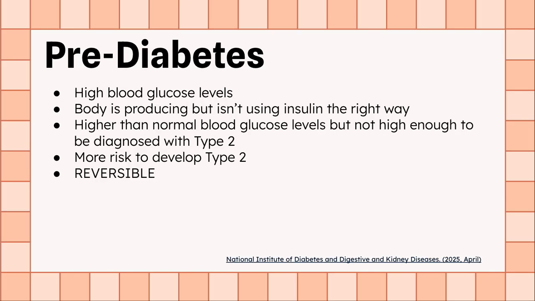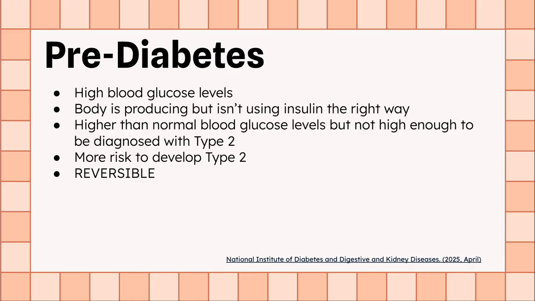Prediabetes is high blood glucose levels. The body isn't producing insulin the right way, or it just isn't using it. Blood glucose is higher than normal, but not high enough to typically be diagnosed as type 2 diabetes. They do give you more of a risk to develop type 2 diabetes in the future, though.